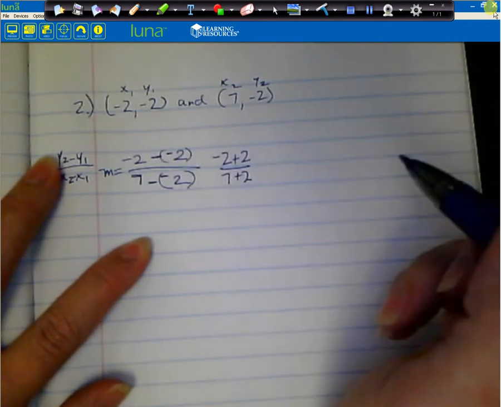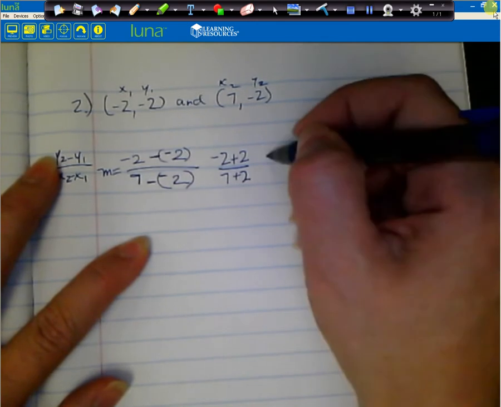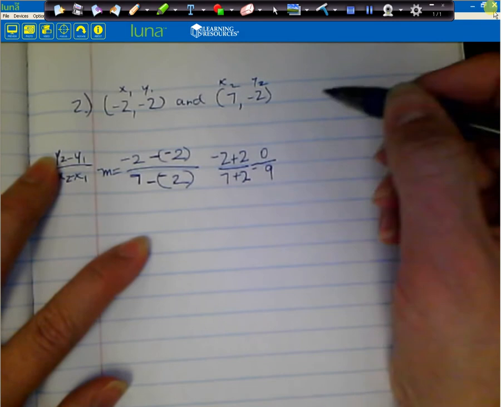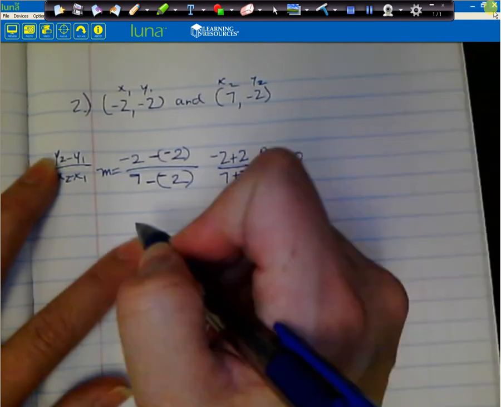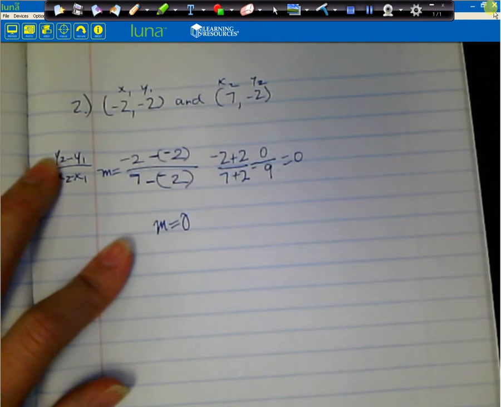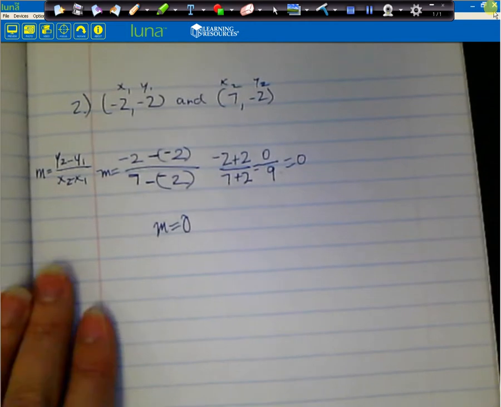And remember, if you're not sure about that, you can always type it into your calculator, and as long as you use your parentheses and the right minus or negative signs, it's going to give you the right answer. So negative 2 plus 2 gives us 0, and 7 plus 2 gives us 9. 0 divided by 9 equals 0. So the slope of this line, or the M here, is equal to 0. So M equals 0. Make sure that you have all of that down before you move on. You can pause the video now if you need to.